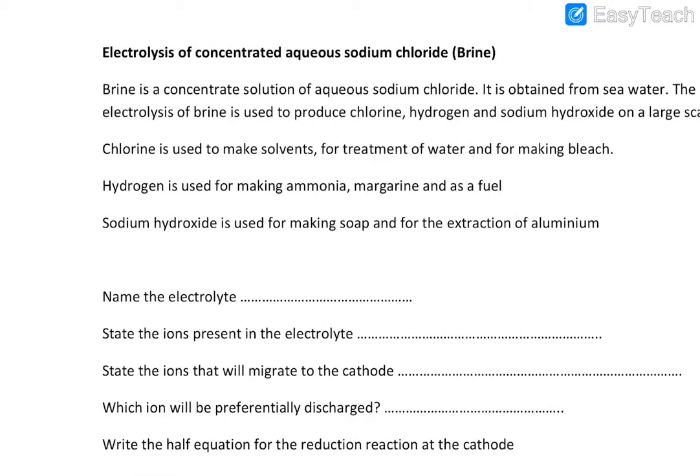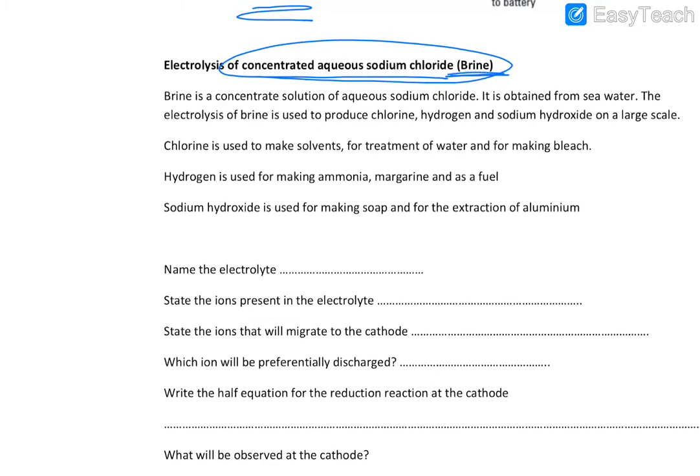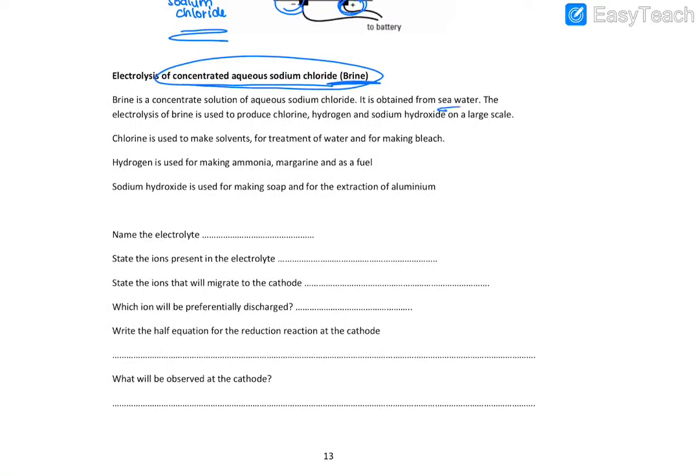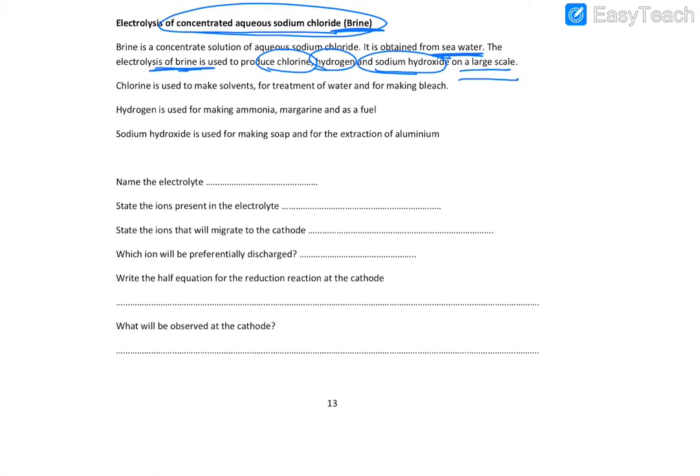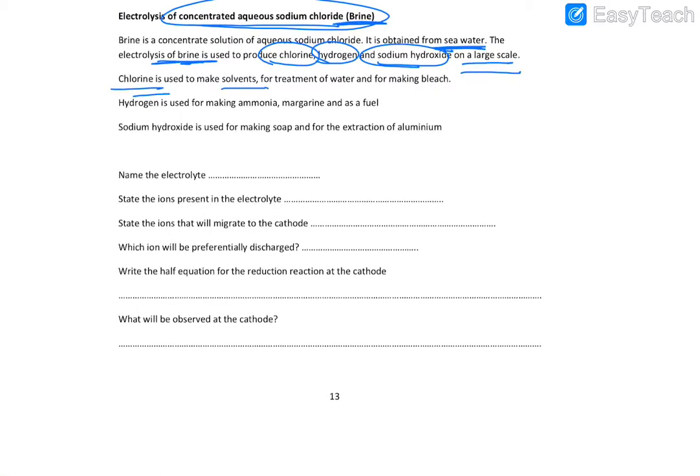Now, electrolysis of concentrated sodium chloride. Concentrated sodium chloride is called brine, and it's obtained from seawater. Electrolysis of brine is used to produce chlorine, hydrogen, and sodium hydroxide on a large scale. Chlorine is used to make solvents, for treatment of water and for making bleach. Hydrogen is used to make ammonia, margarine, and as a fuel. And sodium hydroxide is used to make soap and for the extraction of aluminium.